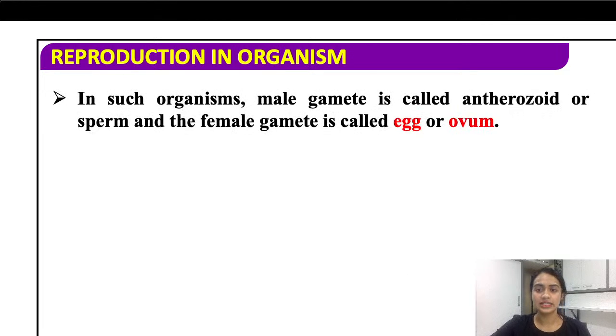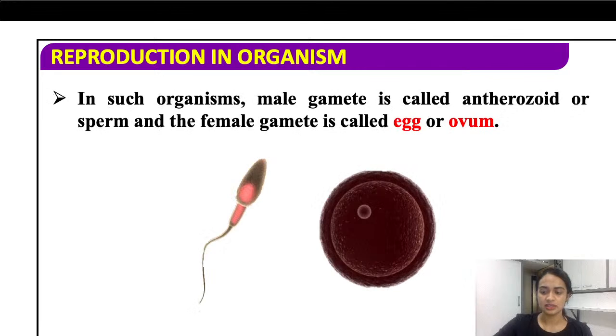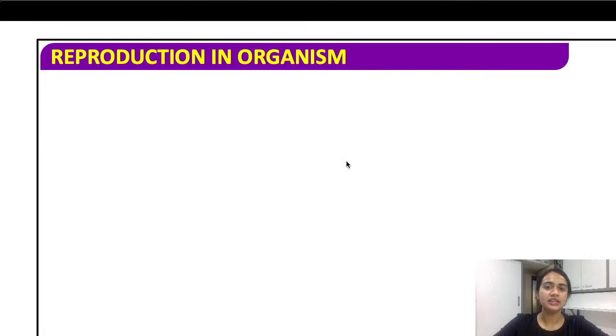So the male gamete is called antherozoid or the sperm. Anther refers to the male part of the plants or the flower, and the female one is termed as egg or the ovum. So this is an example of the gametes of the male and the female for humans. This is for the male and this is for the female. The third chapter is entirely about human reproduction, where we study all the reproductive parts and all the processes in detail, from how a child is fertilized till how it is born.